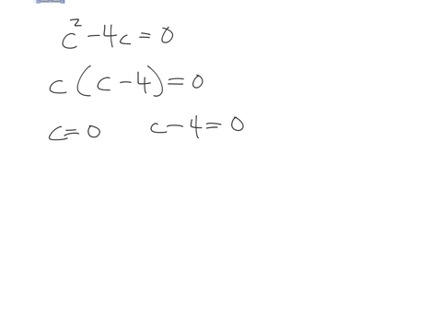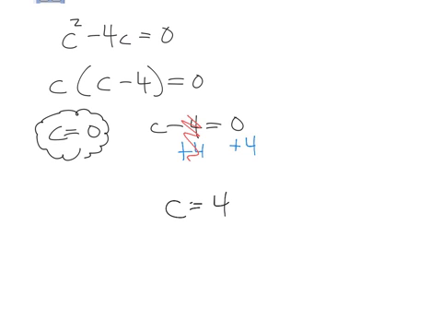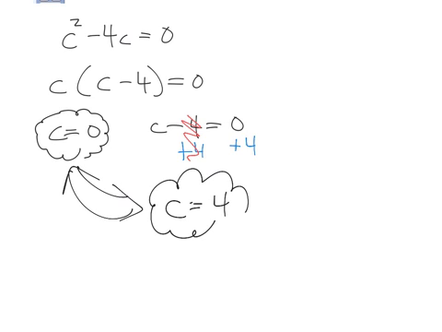All right, well, c equals 0 is done. There's no algebra for us to solve there. But over here, we need to do a little bit of algebra. We're going to add 4 to both sides. So the 4's cancel. So we're left with c is equal to 4. So there are our two solutions. c is equal to 0 or c is equal to 4.